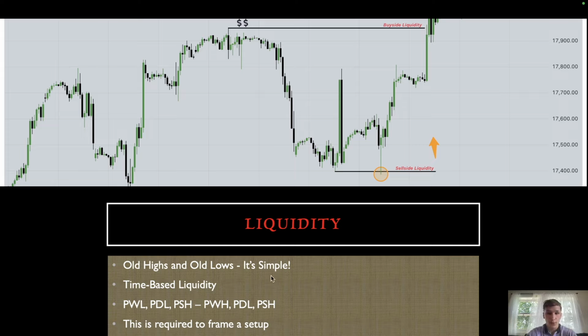Old highs and old lows. It is that simple. Where is liquidity? Well, buy side liquidity is going to be above old highs. Sell side liquidity is going to be below old lows. It's very, very simple. As soon as you start to overcomplicate it, that's when things get out of hand and you start losing money. There are multiple types of liquidity.